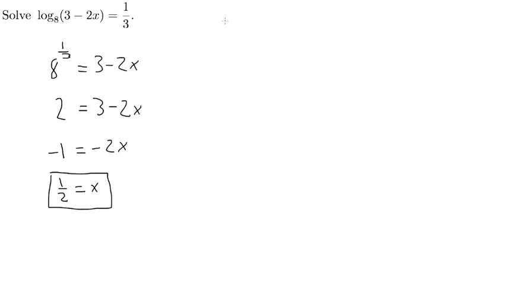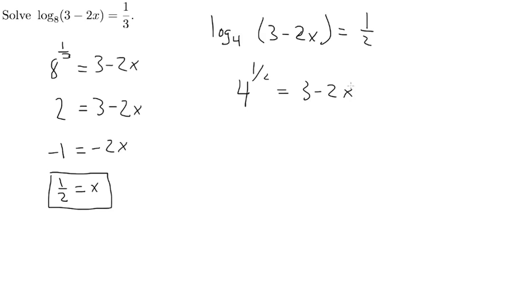Now a common thing that I've seen before on these is, let's make up something real quick. 3 minus 2x equals 1/2. I'm not going to go through this whole problem. So very similar to what we have here, but we have log base 4 of 3 minus 2x equals 1/2. So we're going to rewrite this as 4 to the 1/2 power equals 3 minus 2x. Now 4 to the 1/2 power, that's going to be the square root.